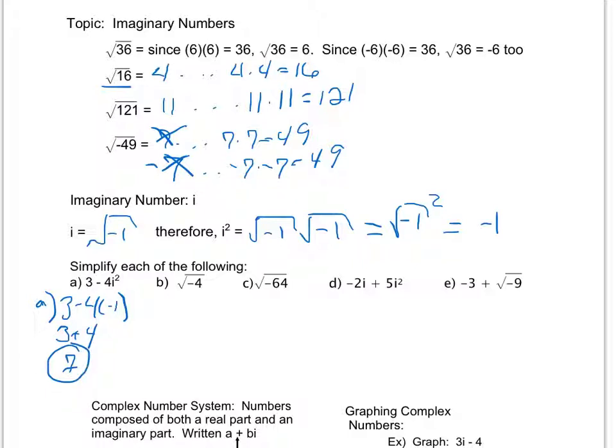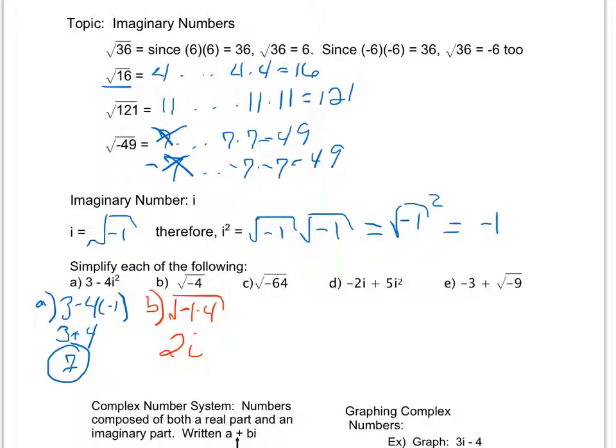If I look at letter B, it says the square root of negative 4. Well, here's how I'm going to look at this. I'm going to think of this as the square root of negative 1 times 4. Well, I know that the square root of negative 1 is i, and the square root of 4 is 2. Therefore, the square root of negative 4 is 2i.